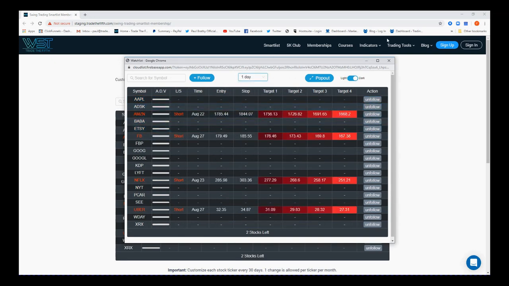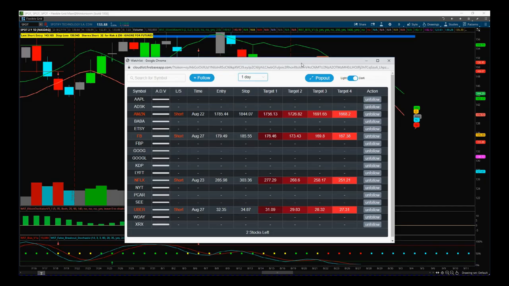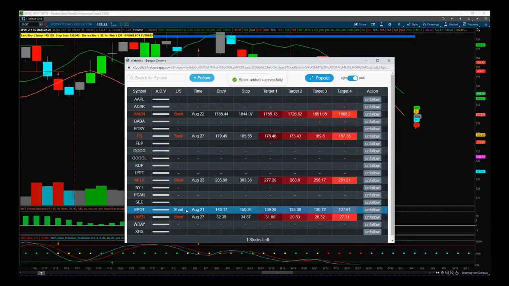So in this example, I want to add SPOT. I just put the ticker in here. If it meets our criteria for volume, it will be added. Okay, so the stock's been added there.